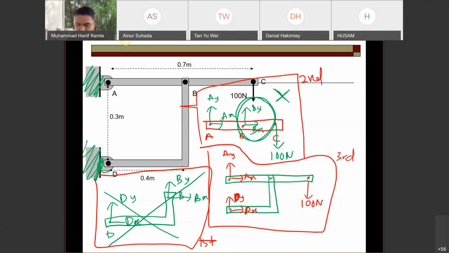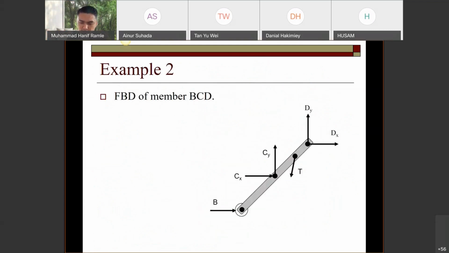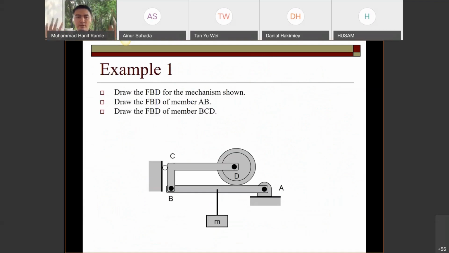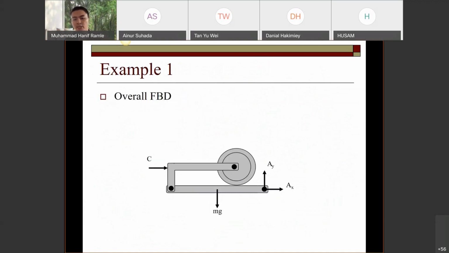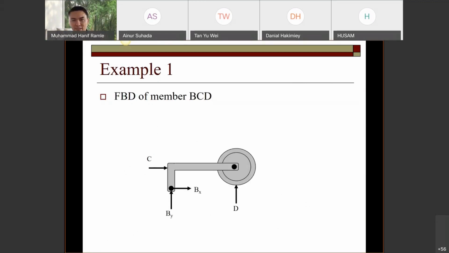Like the previous one, like the thing that we discussed. For example, this one, the easiest one. You can choose either one to solve the problem. You can choose B, C, D. You can choose B, A. You can choose the overall FBD like this. There are 3 possibilities. The first FBD like this, the second FBD like this, the third FBD like this.